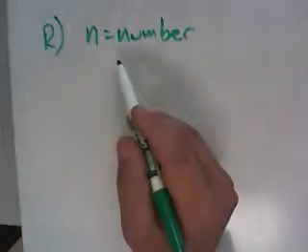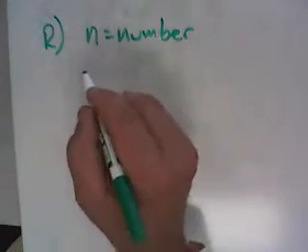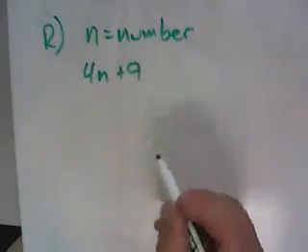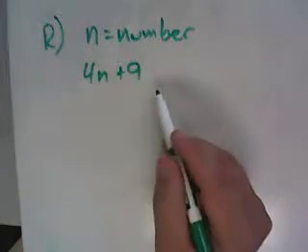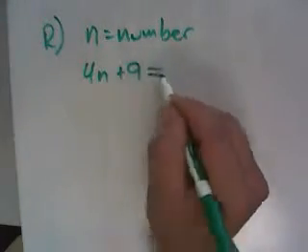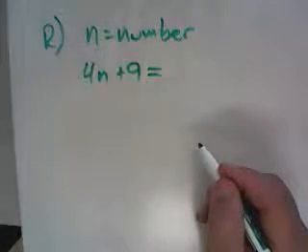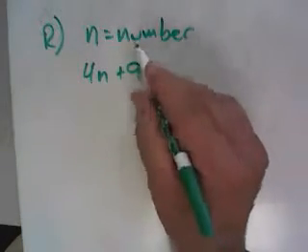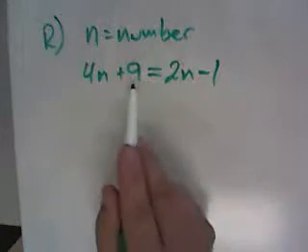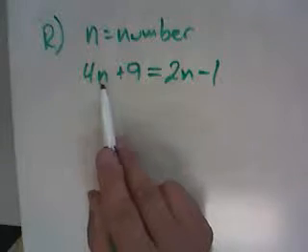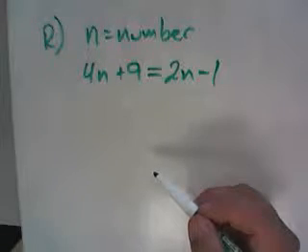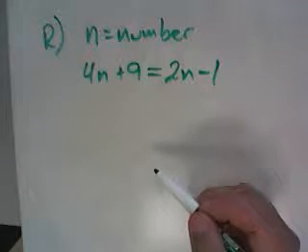So 9 more than 4 times that number is going to look like this. 4 times the number looks like this, but I want 9 more than that. So I'm going to take 4n plus 9. That's 9 more than 4 times the number, which is the same as, which is equal to, 1 less than twice the number. Well, twice the number is 2n, and I want 1 less than that. So I have 4n plus 9 equals 2n minus 1. And this is the equation that we would get from that word problem.